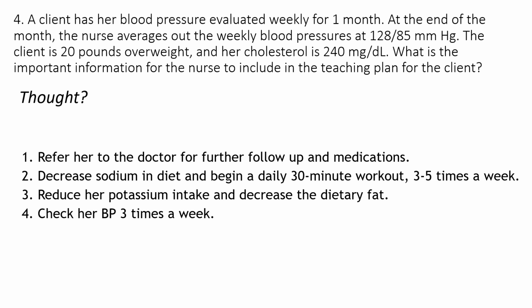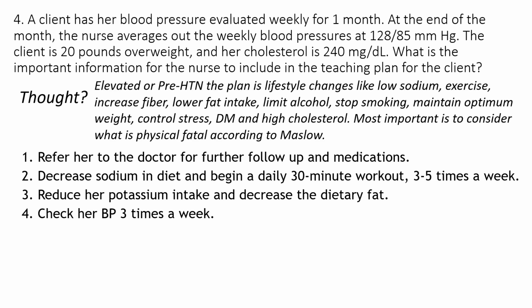The answer here is number 2. There is a lot going on in this question, and what's most important, according to Maslow, is to look for what could cause her the most harm. And it's that blood pressure going up that can cause her the most harm. She is considered elevated or pre-hypertensive. That is when the blood pressure is over 120/80. And so therefore, she needs to get on a plan that includes lifestyle changes.